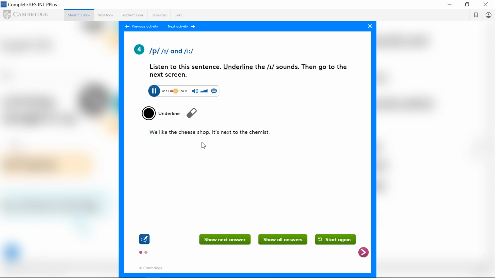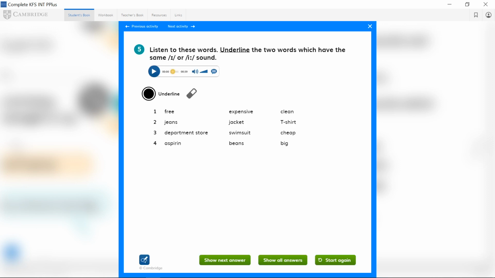Okay, so we like the cheese shop. It is next to the chemist. Alright, so the first sound we hear is A. Okay, this is the A sound. Another sound for the chemist, A sound. So guys, you can see this is the A sound. We like the cheese shop. It's next to the chemist. So the A sound here is what we are looking for. Now we have to identify the other sounds.